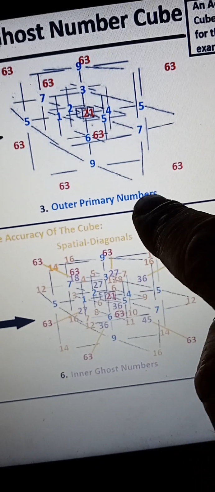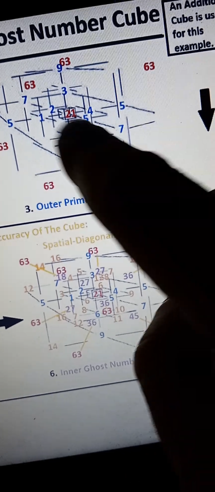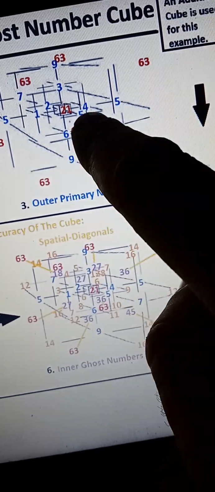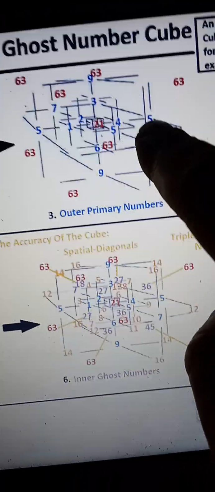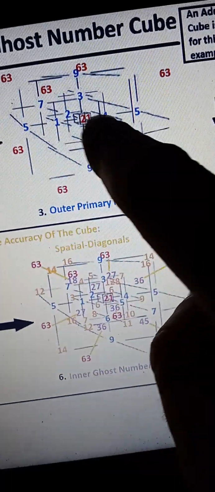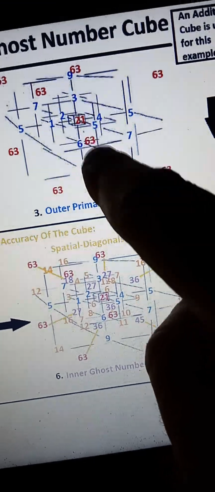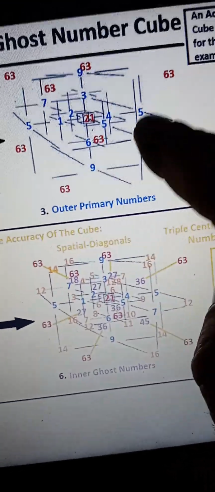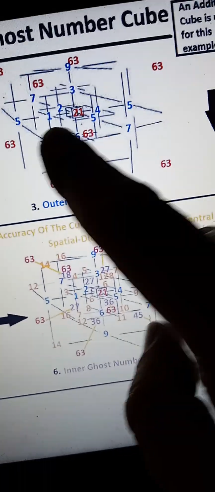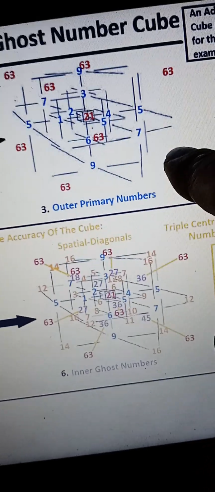The outer primary numbers, again, I color blue. You can call the others inner primary numbers or just primary numbers, but these are the outer primary numbers. These are what you get when you use the commutative property to go back and forth across each line to give the numbers on both sides. That's the commutative property. The whole basis of this magic ghost number cube relies on the commutative property and the operations of addition and multiplication.